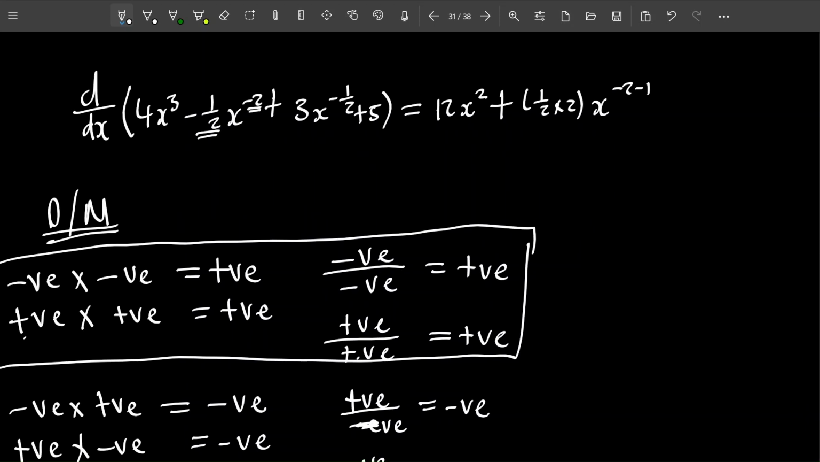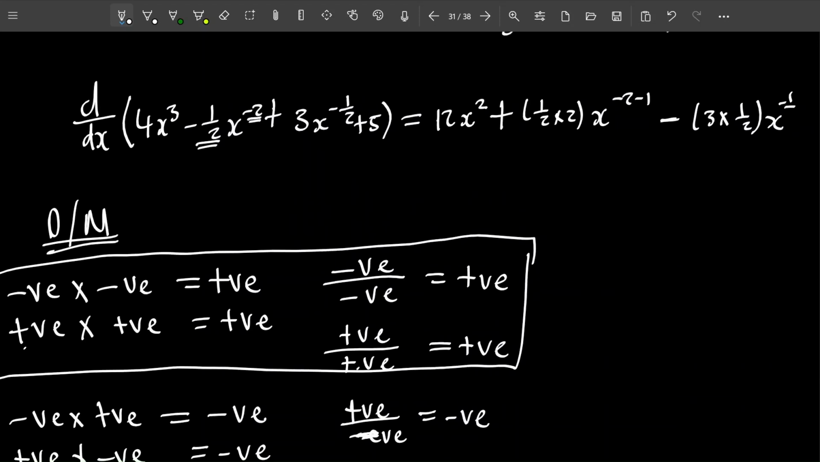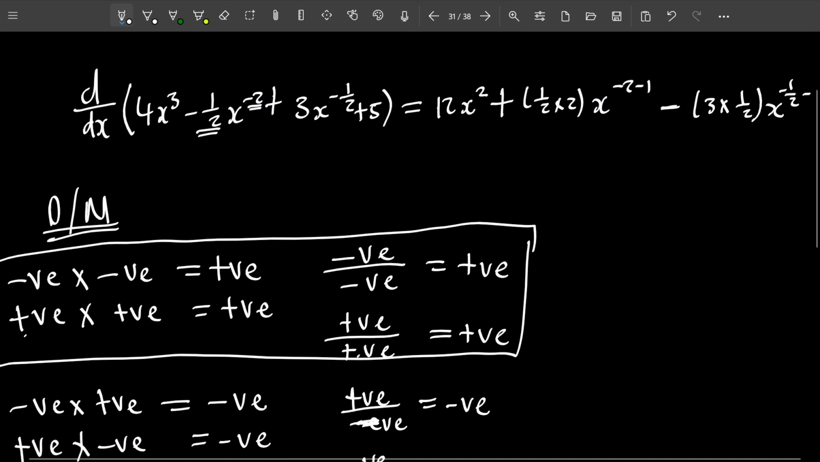Then here is going to be plus, what do we have? Negative half times 3. So your answer is negative because the signs are different. And then you would have 3 times half. Okay, we are now ignoring the negative. We've used the negative to know the sign. Then x is now to the power of negative half minus 1. Okay, and then now we will have this 5.